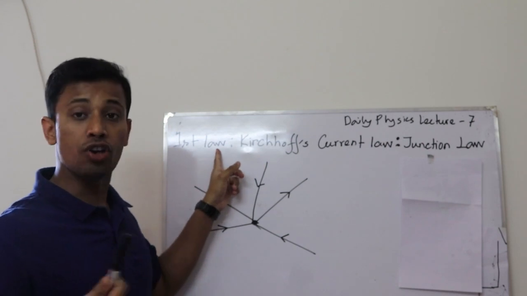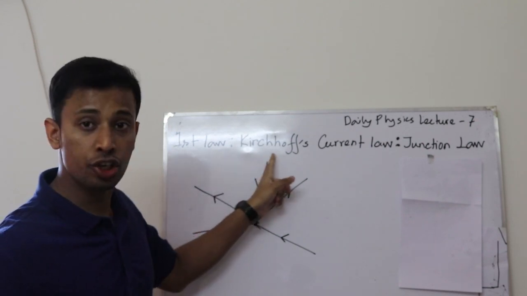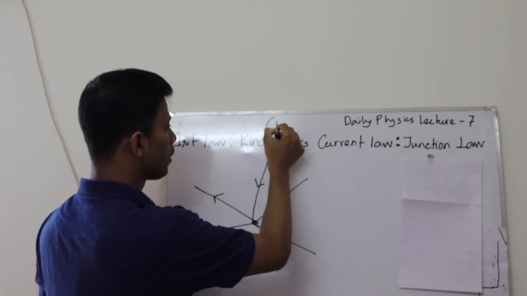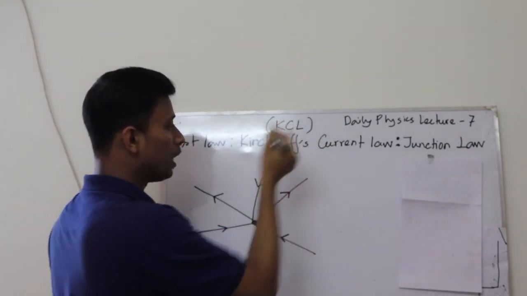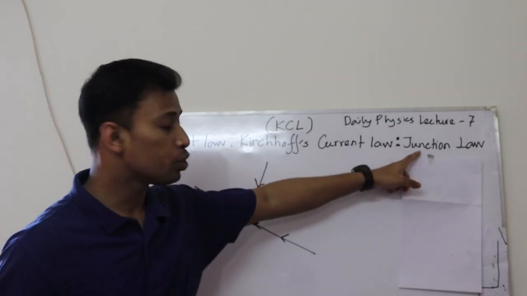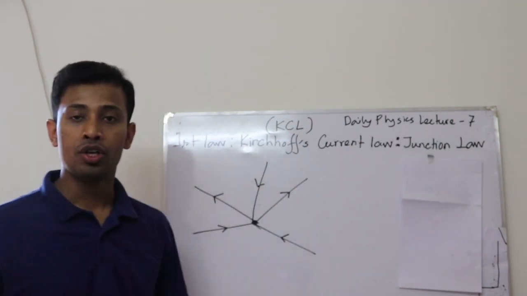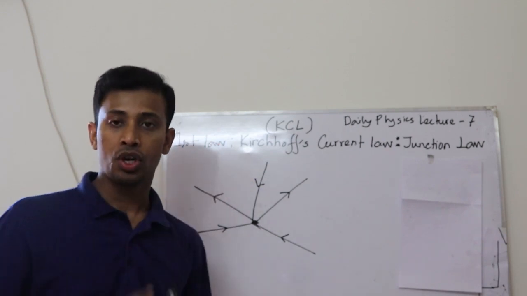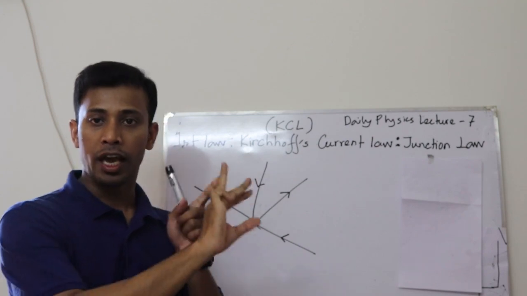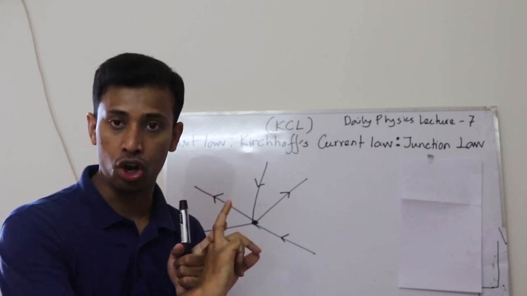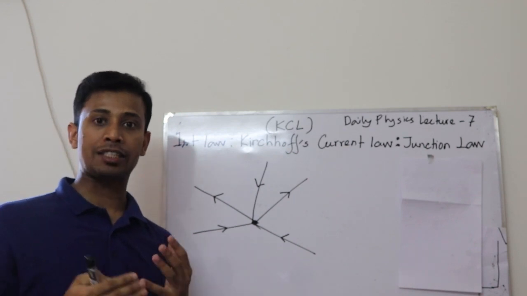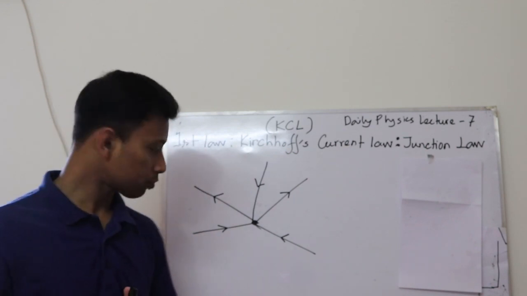Kirchhoff's first law is also known as Kirchhoff's current law or KCL, and there is another name which is junction law. So there are three names: Kirchhoff's first law, Kirchhoff's current law, and Kirchhoff's junction law or only junction law. Okay, so the question can ask you in any way.